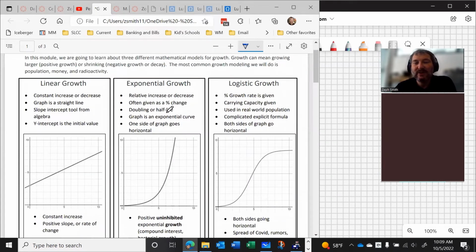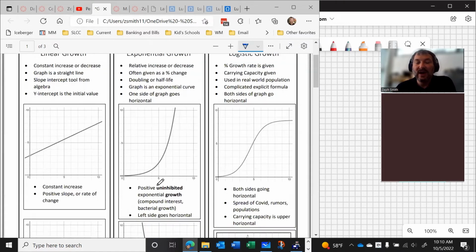The thing about exponential growth is it's a relative increase or decrease. So it's often given as a percent change. Your money is increasing at 4% per year. Or they can give you information about how long it takes to double or the half-life. Those are words that are usually used in exponential growth or decay. You'll also often hear the phrase uninhibited growth law, and that just tells you that you're doing an exponential model.